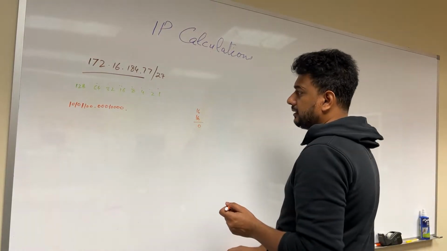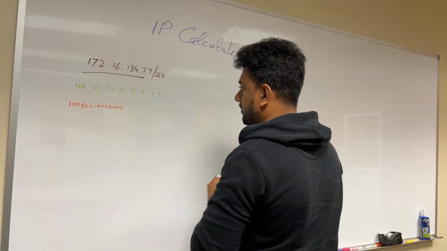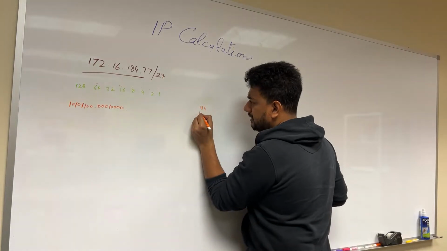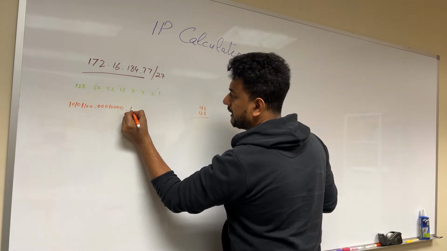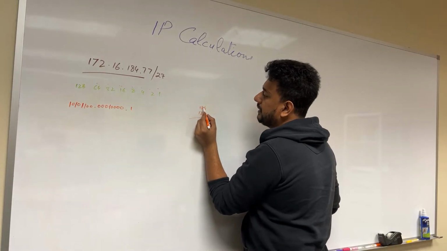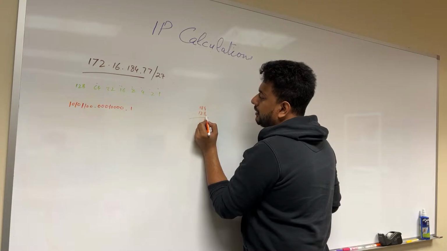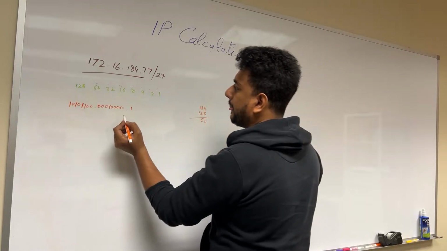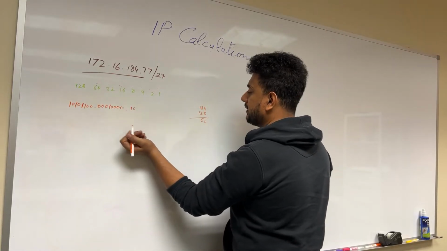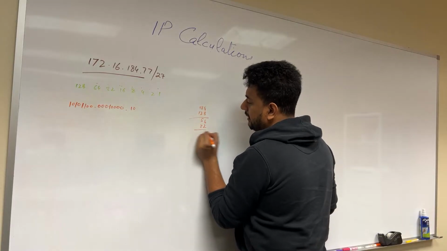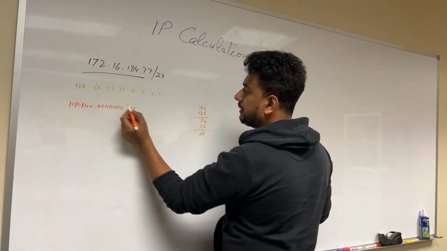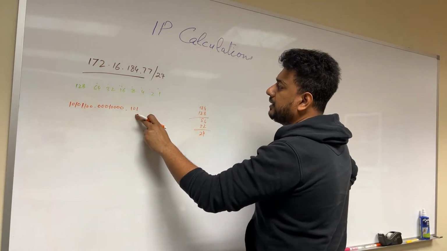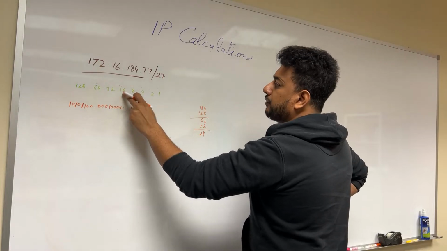Next is 184. So can we subtract 128? Yes, we can, and it's going to be 1. The remainder is 56. So can we do 64? No, it will become 0. Can we do 32? Yes. So we did this one, so we write 1 here.